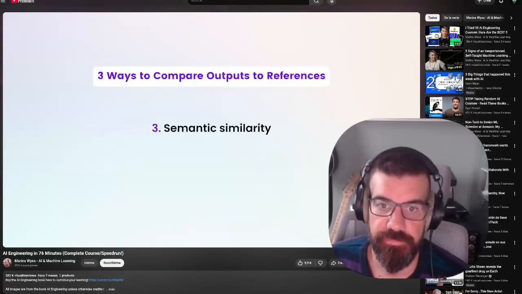Third, semantic similarity. This is a continuous measure of whether two texts have the same meaning, regardless of the specific words used. This is typically implemented by comparing text embeddings using metrics like cosine similarity. The advantage is that it doesn't require references, but it does depend on the quality of the underlying embedding algorithm.